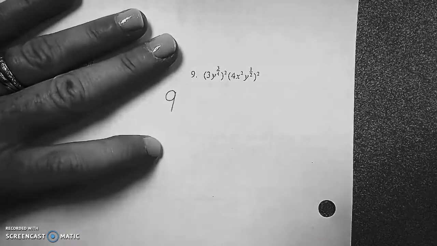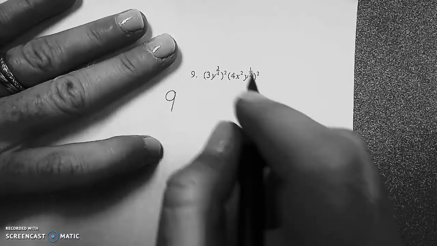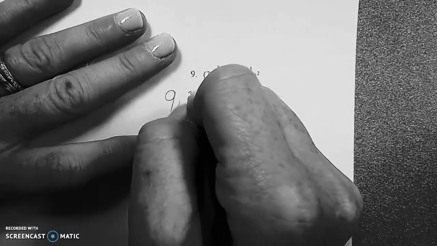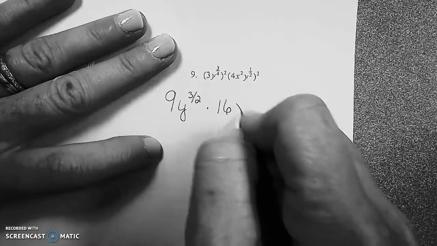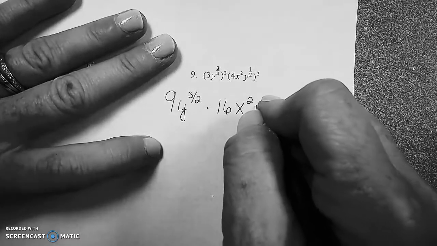Y to the 3/4, when you have a power raised to a power, you can multiply. So 3/4 times 2 would be 3/2. 4 squared is 16. Then I'll have x squared. And then y to the 1/2 squared is just y.